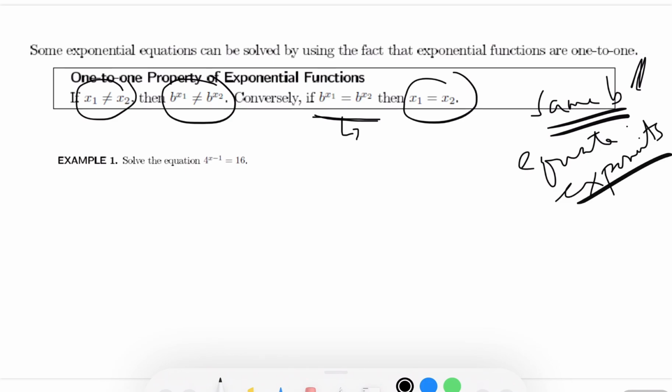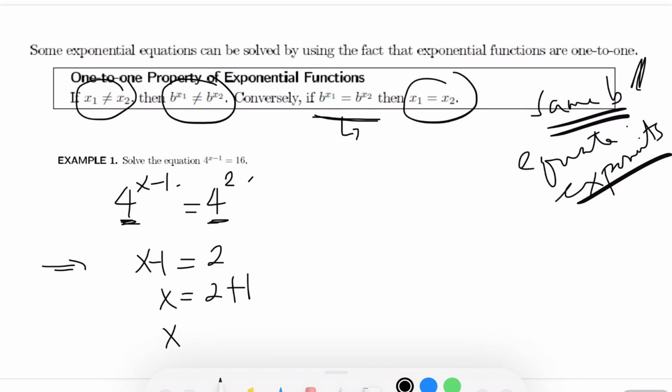For example, 4 raised to x minus 1 equals 16. Take note that we can write 16 as 4 squared. They now have the same base, which is 4. By the one-to-one property, this implies that their exponents are equal. x minus 1 is equal to 2. So solve for x: 2 plus 1, x equals 3.